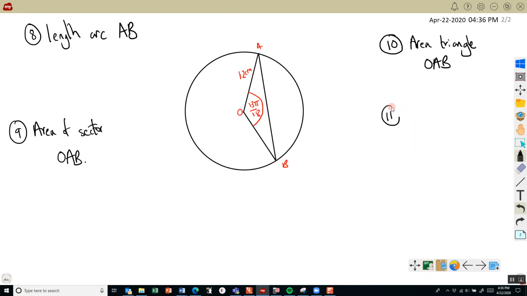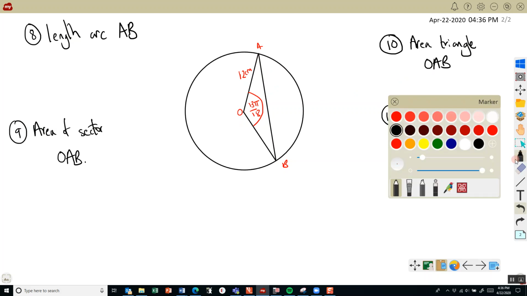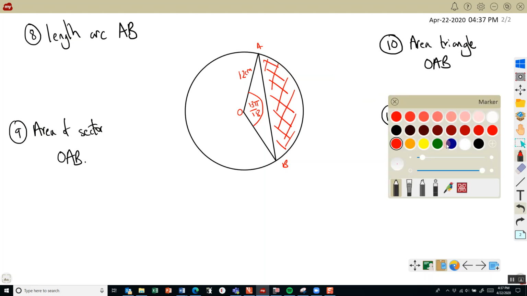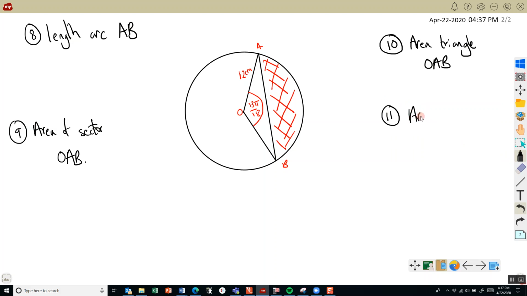Question 11. What is the area of the shaded segment? Let me write that down. Find the area of the shaded segment.